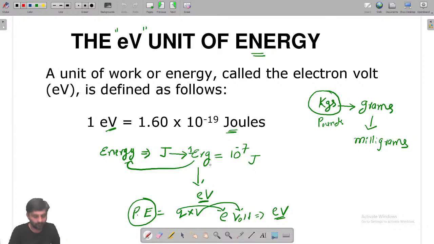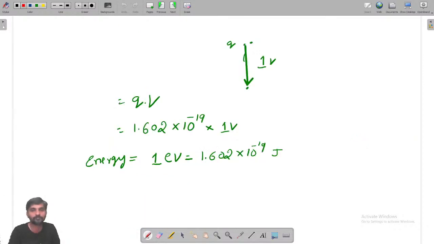This is useful for electrical students also. And we have seen what is the value of 1 electron volt. 1 electron volt is going to be 1.602 × 10^-19 joules.